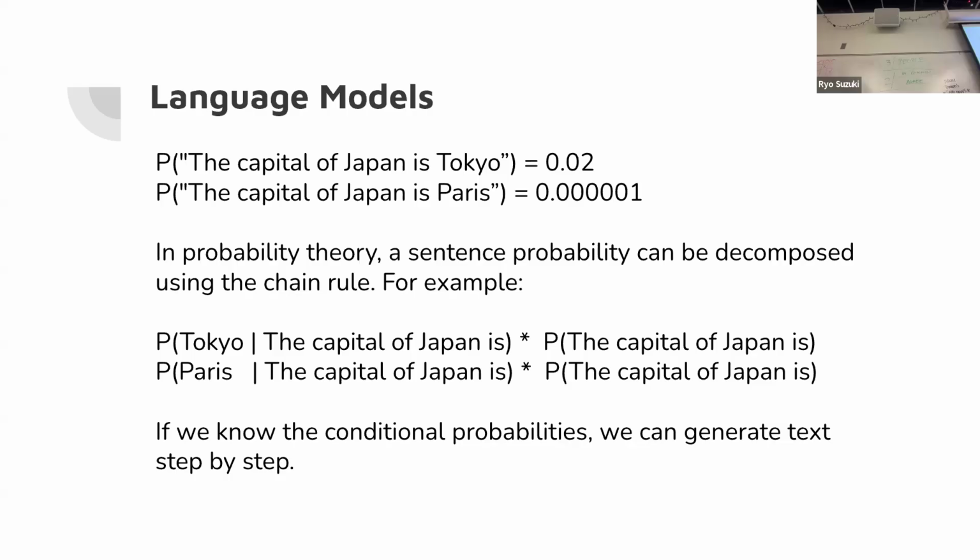This is often called conditional probability, meaning that given you have this sentence, the next word being Tokyo is 0.02 or something, and the next word being Paris is something like that. But this cannot be done only with Tokyo and Paris. You could put each next word here and get the probability. So if you have 1,000 words, you can get the actual probabilities. That is called conditional probabilities, and using this concept we can generate text step by step.